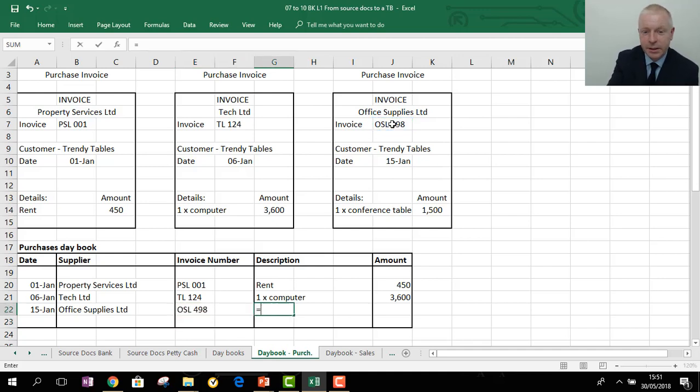And what was it for? I look under details, and it is for one conference table. And then I have the value of that as well, which is noted on the invoice. So there I have all the information I require for the daybook. That's all I need to do with that. If I wanted, I could total that up and see what it comes to. If that was the end of the month and there were only those transactions, that's essentially what I would do. So that is posting purchase invoices to the purchases daybook.